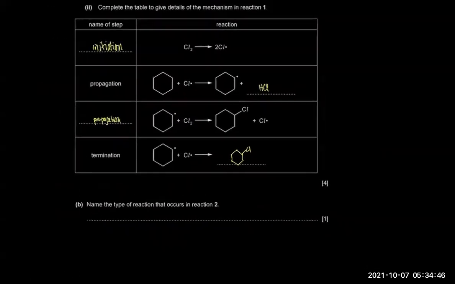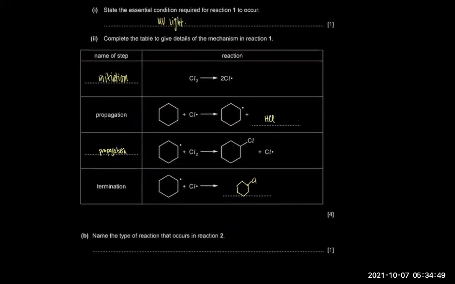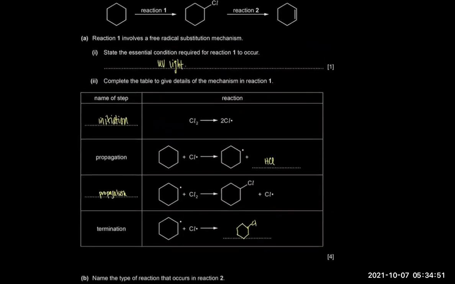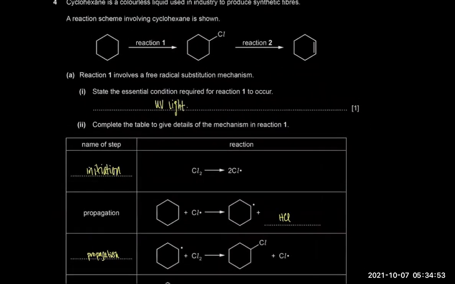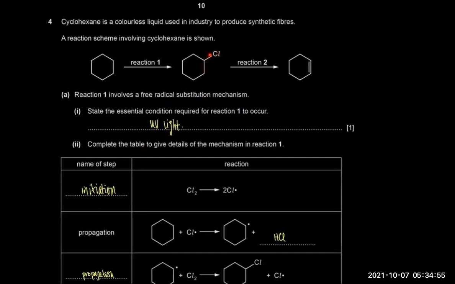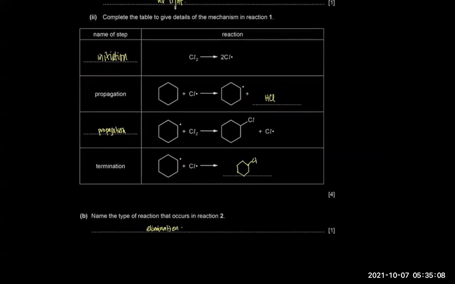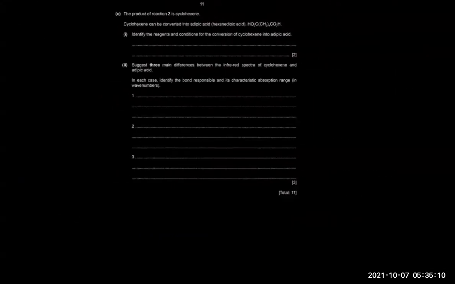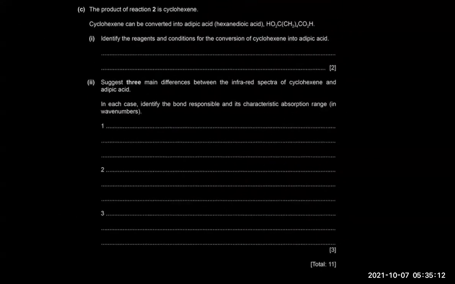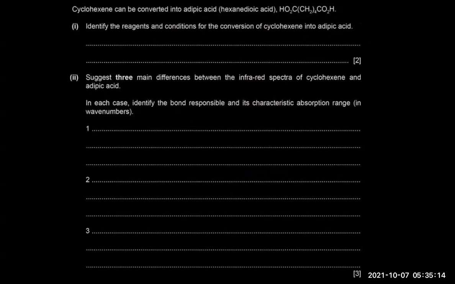All right. Name the type of reaction that occurs in reaction two. The type of reaction that's occurring in reaction two. We're removing a hydrogen and a chlorine. Elimination, right? It's called elimination. It's in the name. We're eliminating HCl. The product of reaction two is cyclohexene.